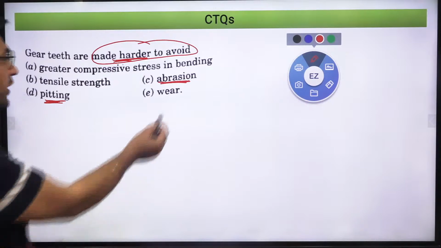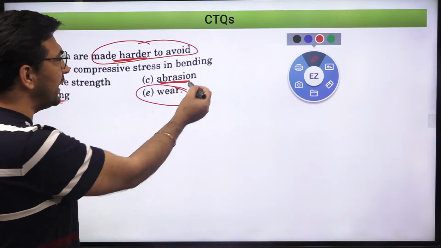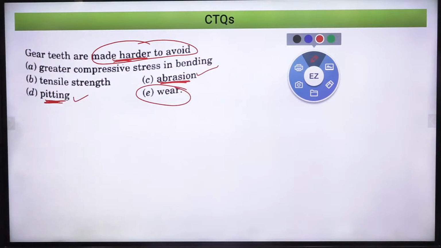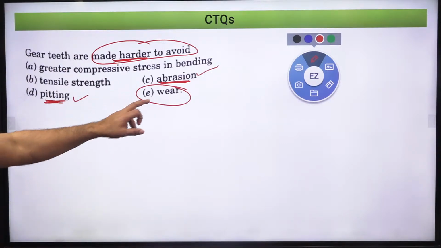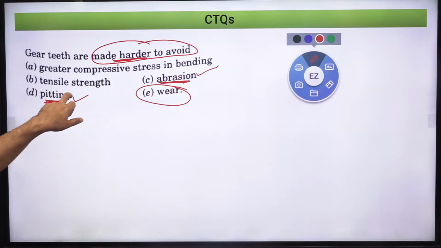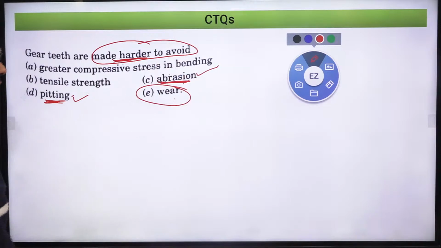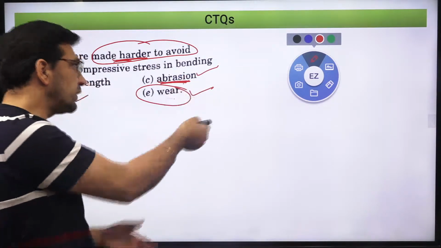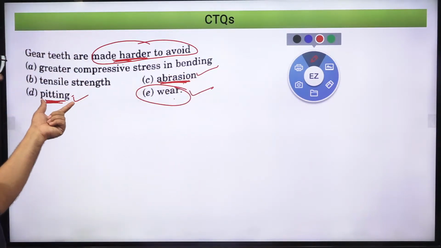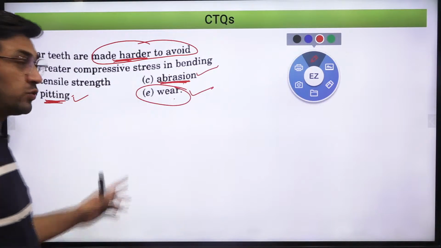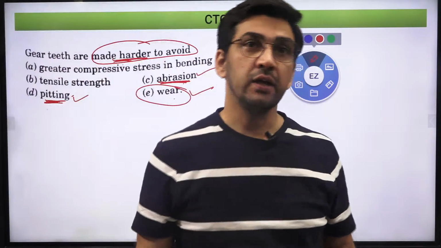But you know, wear is a more general term which will encompass not only this but this also. So if you ask whether this is the answer, of course, this is also the answer, and this is also the answer. The most appropriate is going to be wear, because wear will not only include this, it will include this one also. So that is why not A.